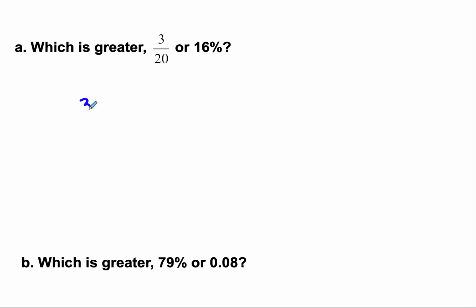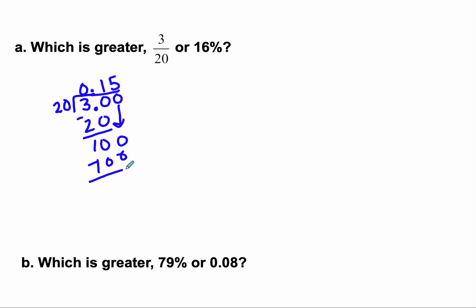So 3/20, remember when we make that a decimal, we do numerator divided by denominator. 3 divided by 20. 20 does not go into 3 a whole number of times, so I'm going to add a decimal and a 0. 20 goes into 30 one time. 1 times 20 is 20. When I subtract, I get 10. Bring down the next 0. 20 goes into 100 5 times exactly. So I have 15/100ths.